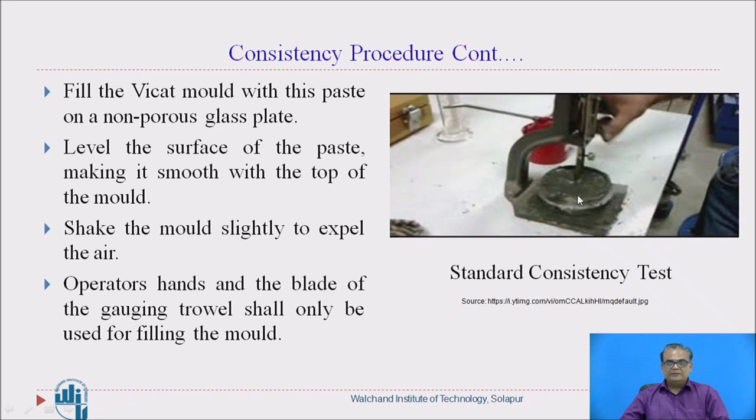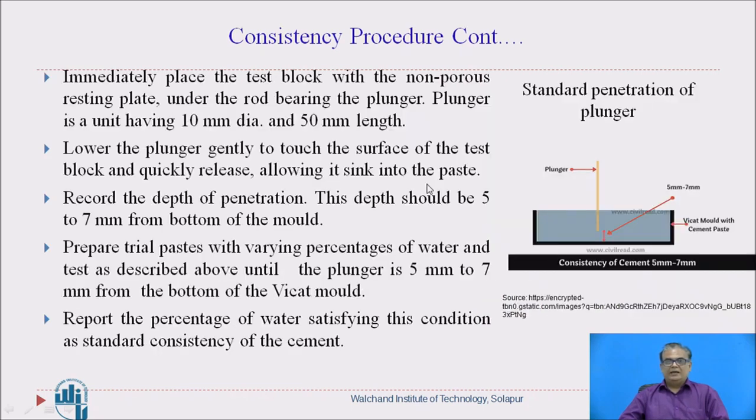It is leveled, then it is shaken so as to expel the air, if any, and now the plunger is brought in contact with the paste and it is released from there. Now the plunger has a diameter of 10 mm and its length is 50 mm. Now when this is released, it will penetrate into the paste.